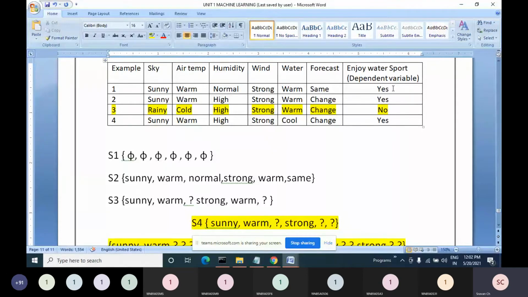Suppose sunny, warm, normal, strong, warm, and same, he was going, right? So like that, if you change the values of all these 6 parameters, you give me a new record, I should be able to tell whether my friend will go for a water sport or not. So that is called concept learning. By looking at a few examples, we try to construct a hypothesis. And that hypothesis we will apply for predicting the outcomes of the remaining records. Got the point?